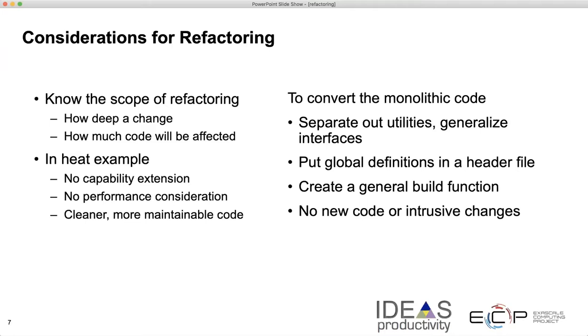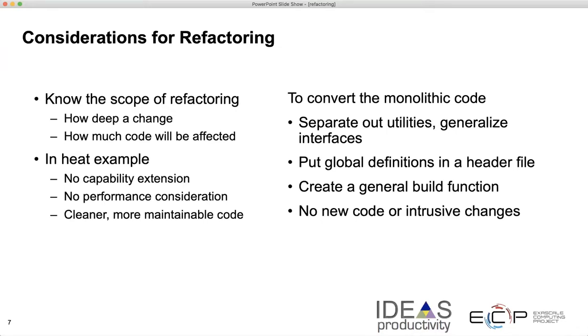Then the second thing that I mentioned was to know the scope of refactoring. So what does it mean to know the scope of refactoring? It goes down to being very clear about how deep a change should be, which parts of the code you want to leave completely untouched, and also having a good, decent idea of how much of the code is going to be affected.